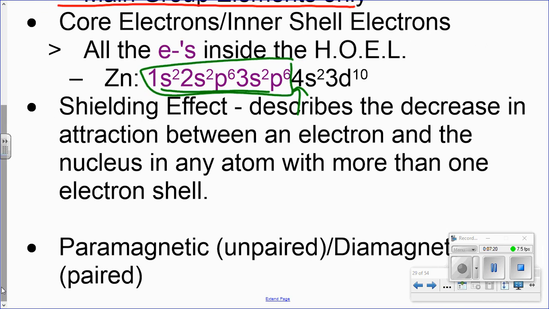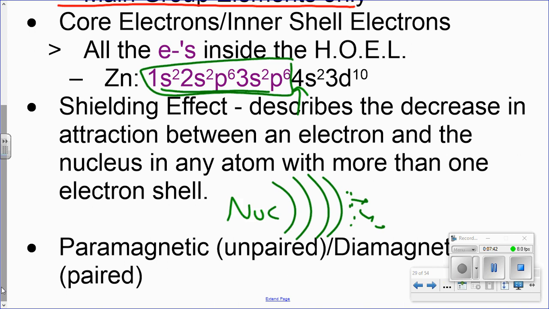The shielding effect is essentially shielding or blocking the effective nuclear force from the outermost electrons. So the more shells you have, if this is your nucleus, NUC for nucleus, if I have one shell, there's so much shielding effect. So here's my outer electrons. If I have a second shell, there's even more shielding effect. If I have a third shell, there's more shielding effect. So these are held looser and looser every time I put a shell in.